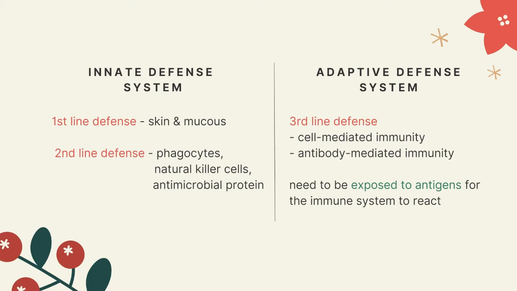Another defense mechanism in our body is the adaptive defense system, which is the ability of the body to defend itself against invading agents by recognizing foreign substances, called antigens, and provoking immune system responses. The third-line defense in adaptive immunity consists of cell-mediated immunity and antibody-mediated immunity. It needs to be exposed to the antigens in order for the immune system to react. Cell-mediated immunity is effective against viruses and bacteria inside the cells, while antibody-mediated immunity works mainly against viruses and bacteria or fungi that are in body fluid outside cells.